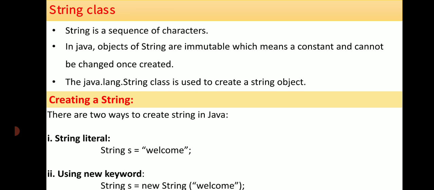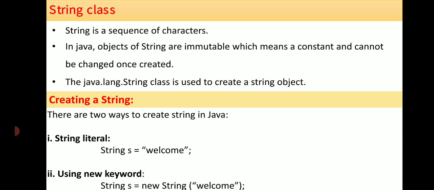Okay, and this can be created with the help of the java.lang.String class. So we can create an object of the String class by using this java.lang.String class. This you have to import in your class, then only you can create an object of the String class. So how can we create a string? There are two ways we can create a string. One is by string literal, another one is by using the new keyword.